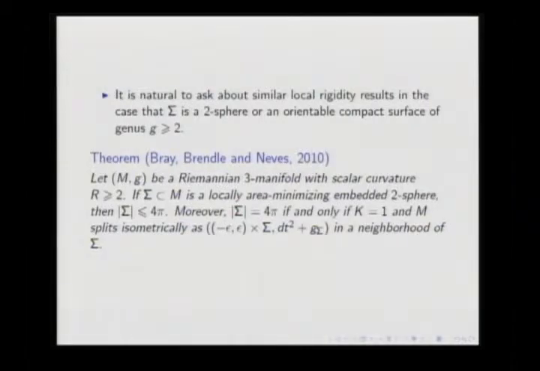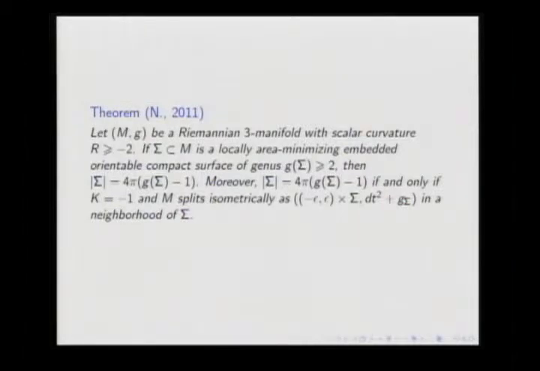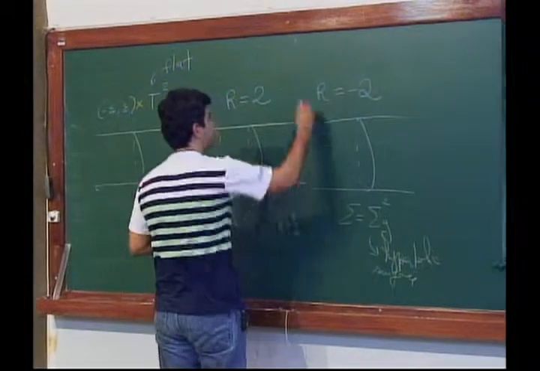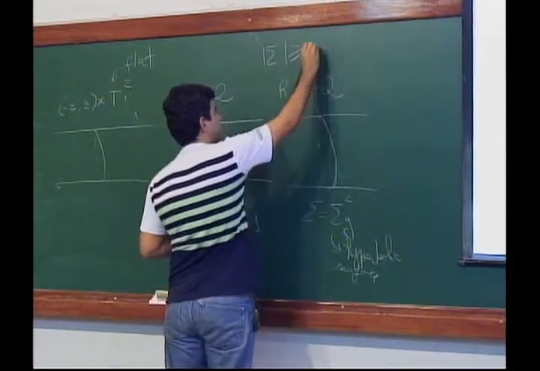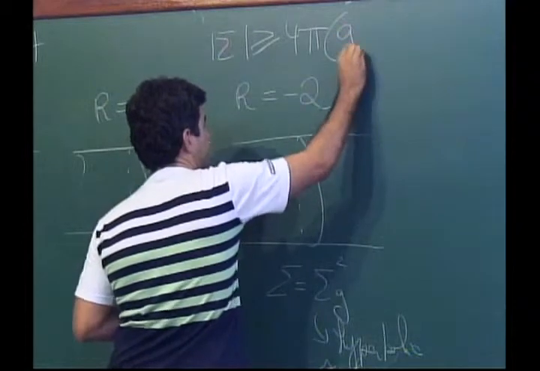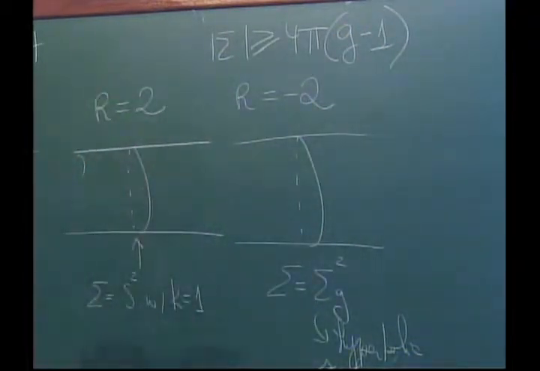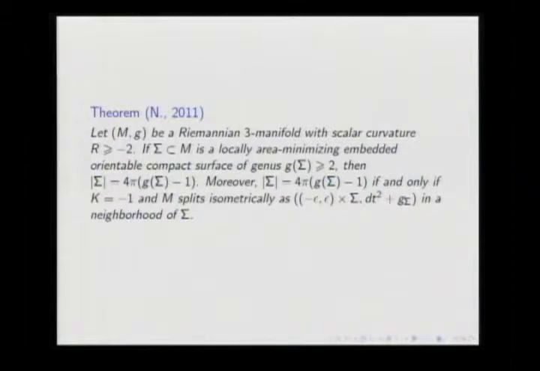Okay. And the same result is the result that I would like to explain the proof of in this talk. Okay, it is the hyperbolic case. Note the difference here, because the lower bound for the scalar curvature is different. So this is a typo. In this case, we get that the area of the surface is greater than or equal to 4 pi times (genus minus 1). Okay. So the equality holds if and only if you have a splitting. Okay. So let me explain this proof.